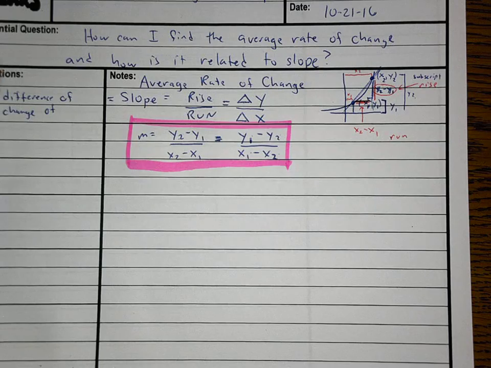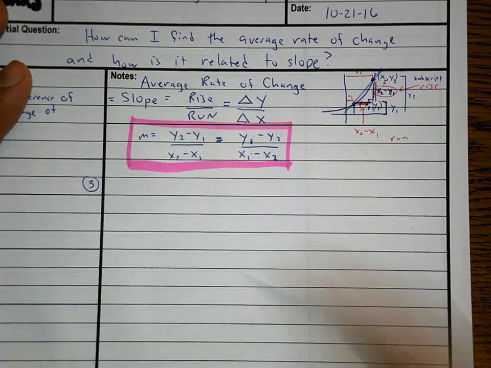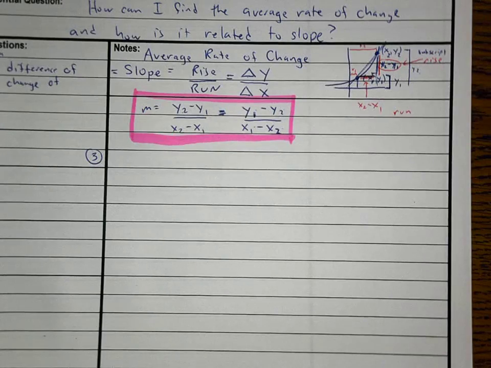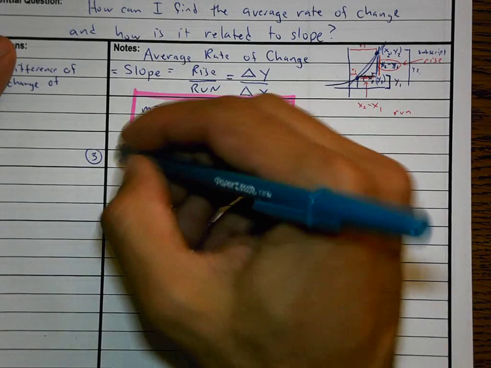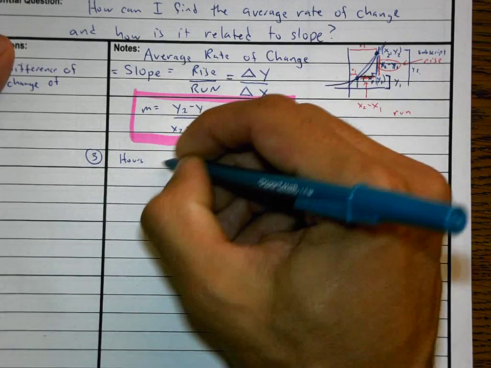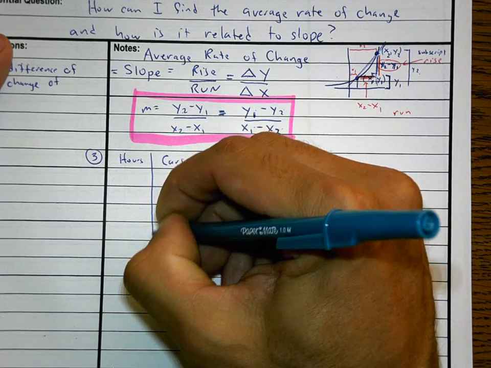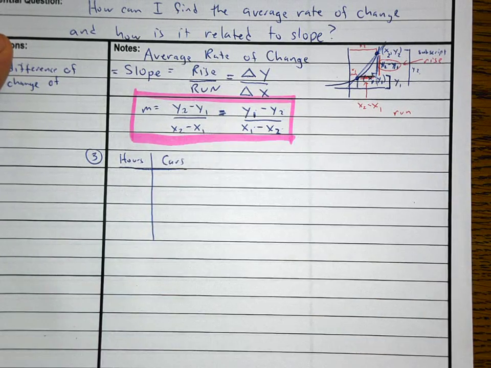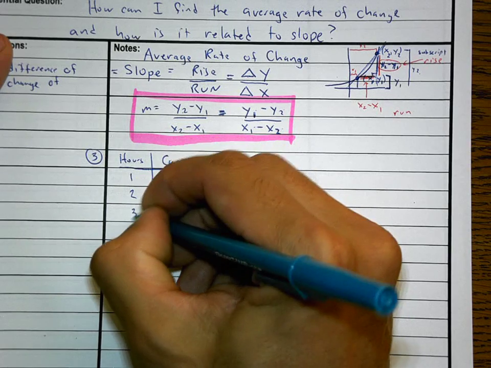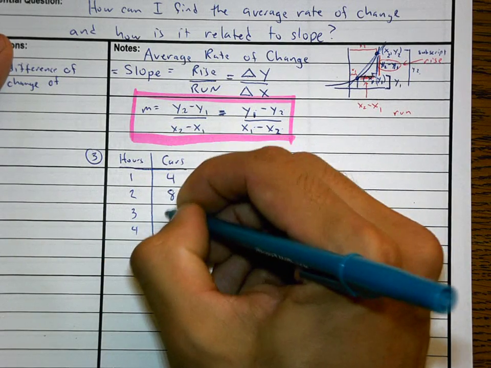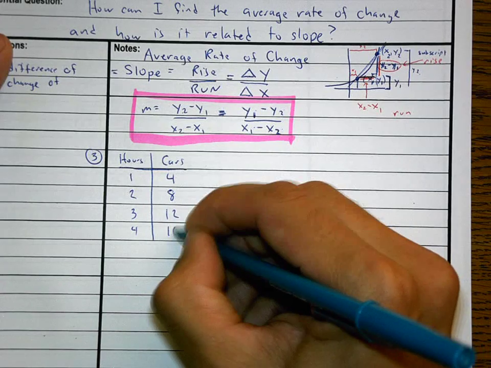I'm going to give you an example that looks like number 3. Number 3 has an example that looks like this. Hours, cars. And 1 hour, 2 hours, 3 hours, 4 hours. 4 cars, 8 cars, 12 cars, 16 cars.